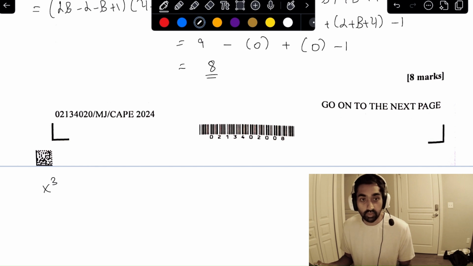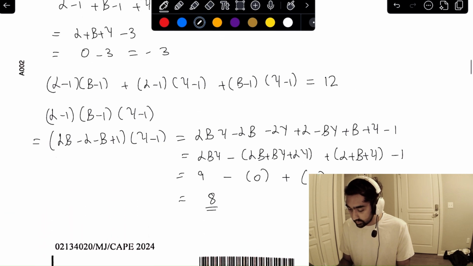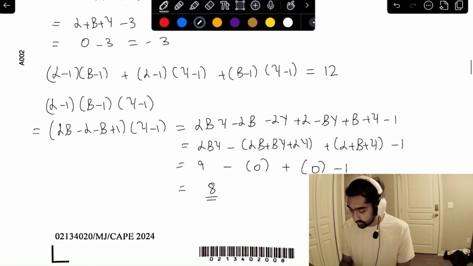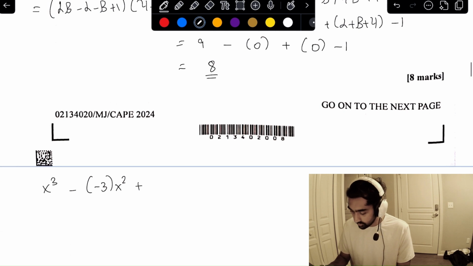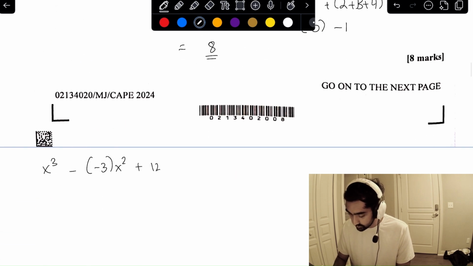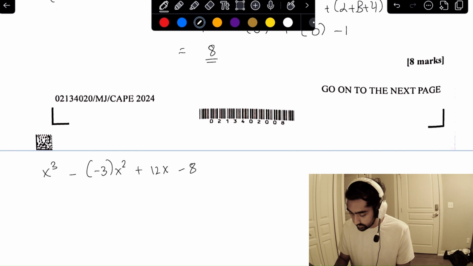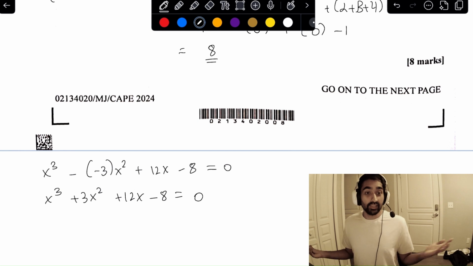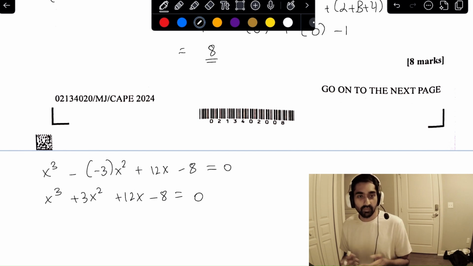So the first term is always going to be x cubed minus, and then the thing that you're going to put here is the sum. So I had minus 3, so it's going to be minus 3x squared plus, and then the next thing that you put is the product where there's two terms in each product. So that's plus 12x, and then the last term is just the product, minus 8 is equal to 0. I can simplify this to x cubed plus 3x squared plus 12x minus 8 equals 0. And that's the equation. And if you're in the exam, now is a good time to just move on, right?